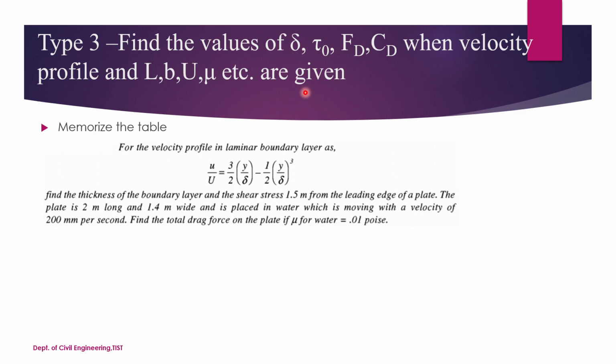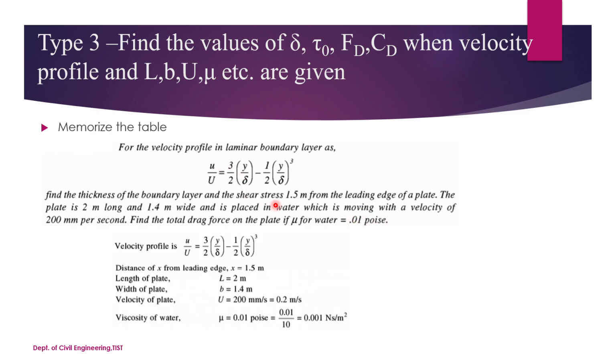So here this is an example. The velocity profile is given. You have to find the thickness of the boundary layer and shear stress 1.5 meters from the leading edge of the plate. The plate is 2 meters long, so L is equal to 2 meters, 1.4 meters wide, that means B is equal to 1.4, and it is placed in water which is moving with a velocity of 200 mm per second. So this is the free stream velocity U. Find the total drag force on the plate if mu for water is 0.01 poise. So we'll first write down the given data.